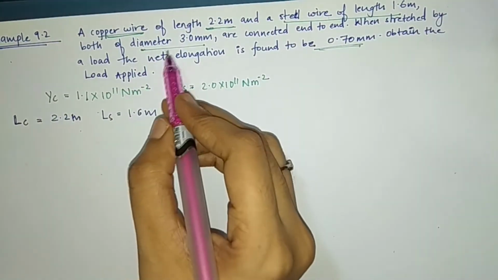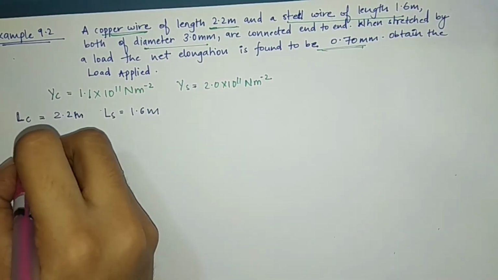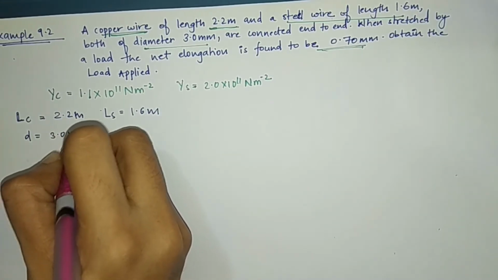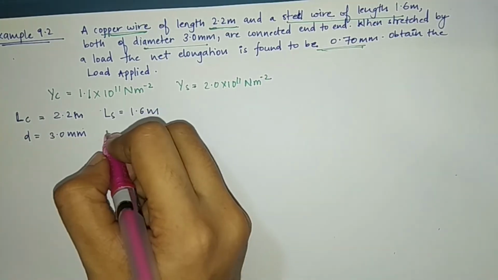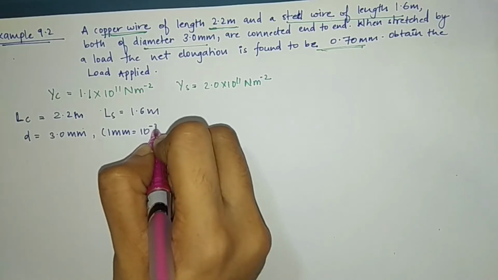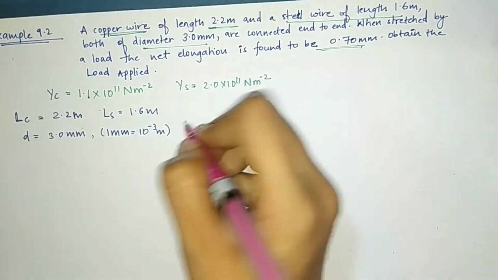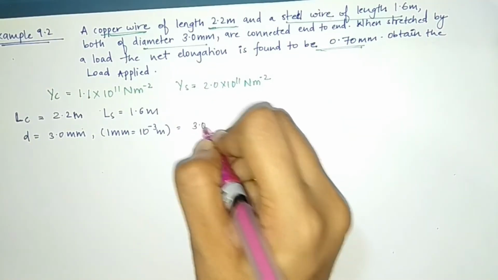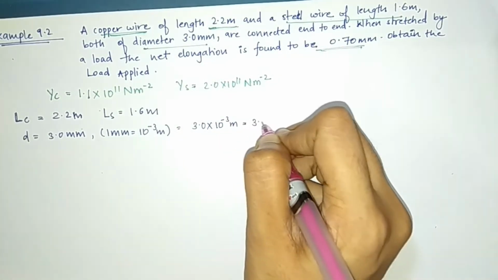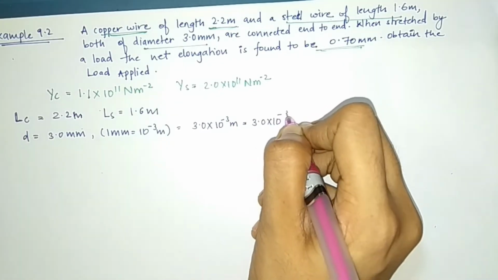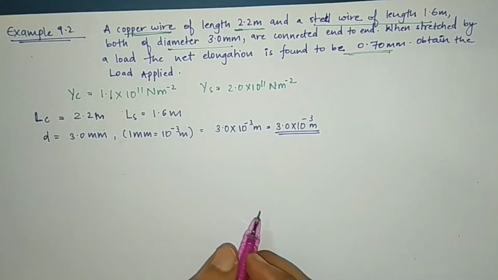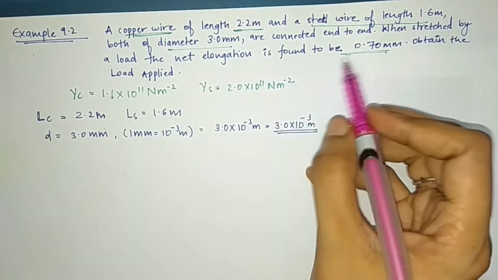Okay, the diameter of both the wires is the same. So diameter is 3 mm, so I'll convert it. We know 1 mm is 10 raised to minus 3 meter, right? So 3 mm will be 3.0 into 10 raised to minus 3 meter. That is 3 into 10 raised to minus 3 meter. That is D, the diameter. Next we have the net elongation.